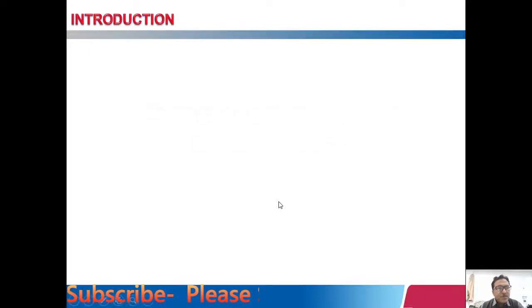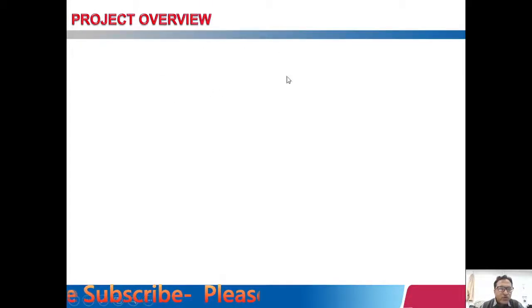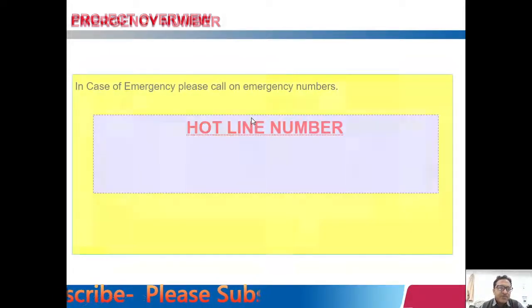Let's start. Introduction. I just keep this slide blank. You can put your company introduction here, or you can put the project scope, but it should be short, not in detail. Project overview: you can put the company project overview, a map, or anything else.